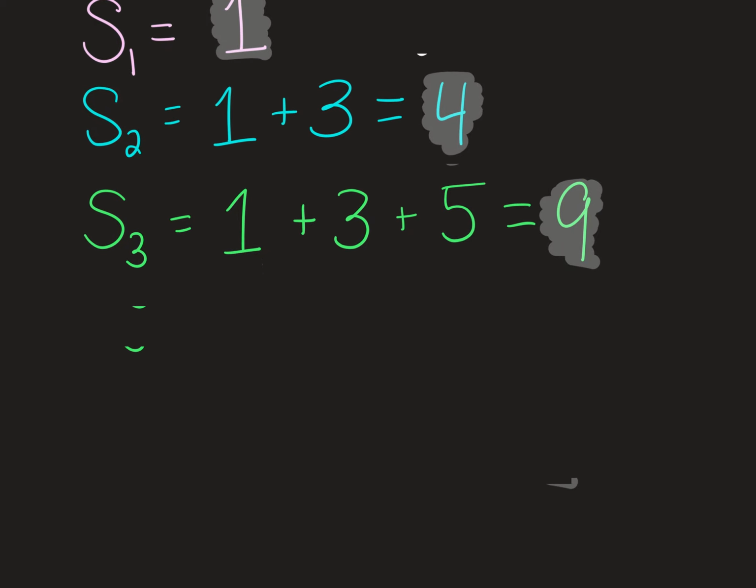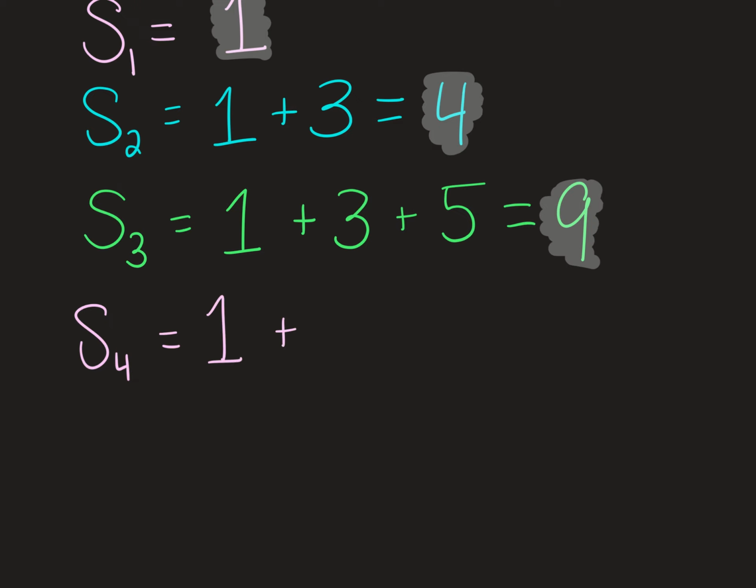Where did you get the 3 and the 5 from? So I'm adding the first 3 odd integers. Yep. So I'm just continuing to add on to my previous sequence. That's all I'm doing. So S sub 4, again, the first 4 odd integers is what I'm adding together.